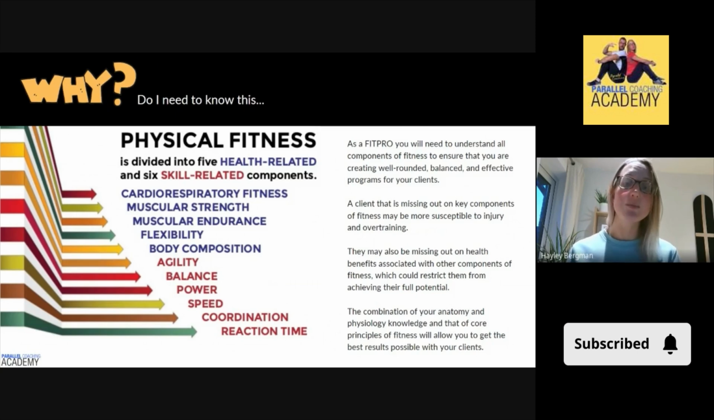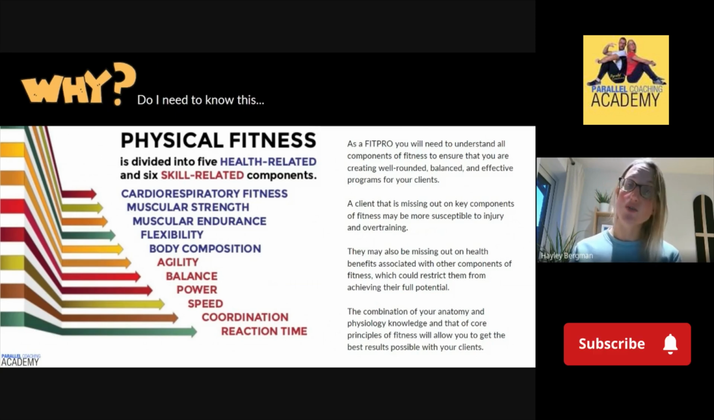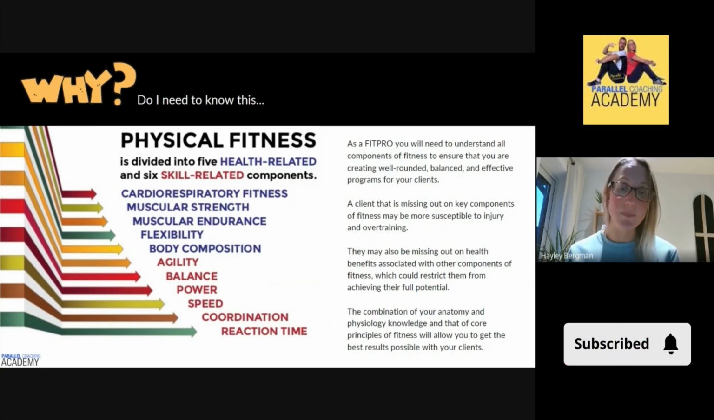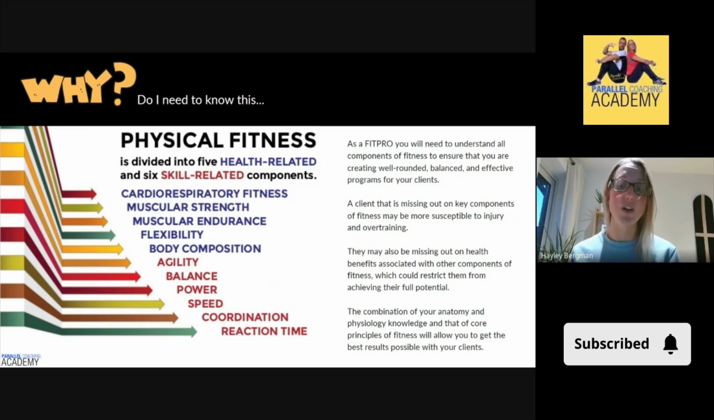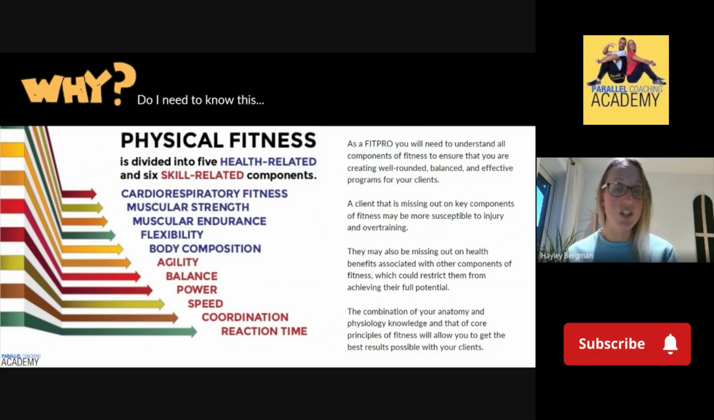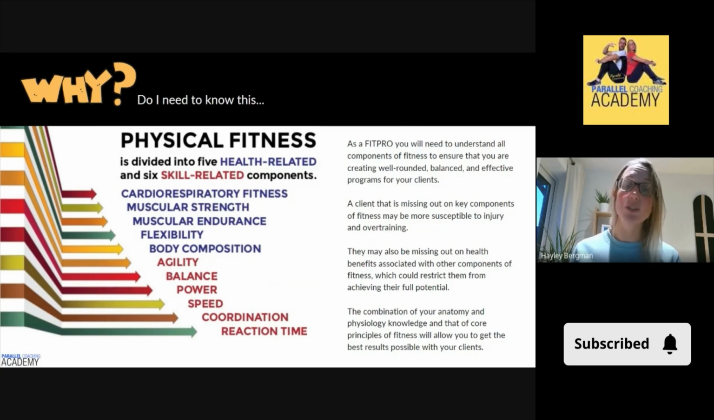Now, a client that is missing out on key components of fitness may be more susceptible to injury and to overtraining. And they may also be missing out on the health benefits associated with other components of fitness, which could restrict them from achieving their full potential. The combination of your anatomy and physiology knowledge and that of the core principles of fitness will allow you to get the best results possible with your clients.